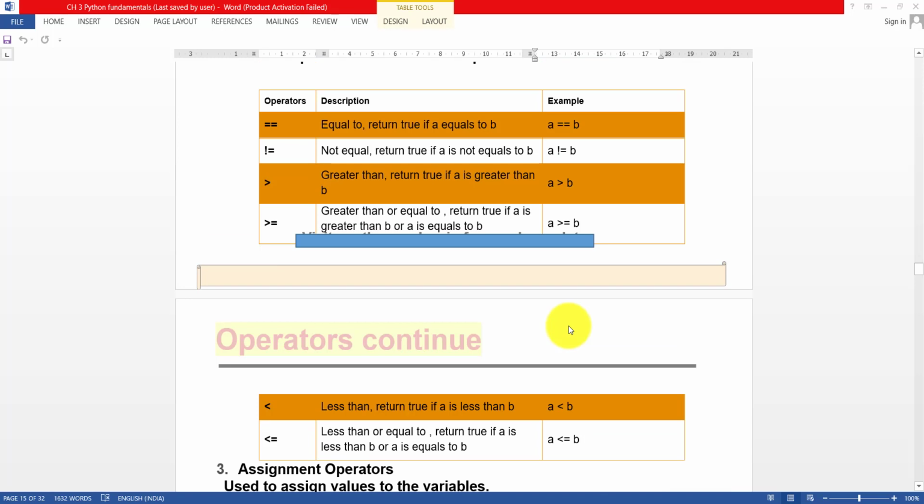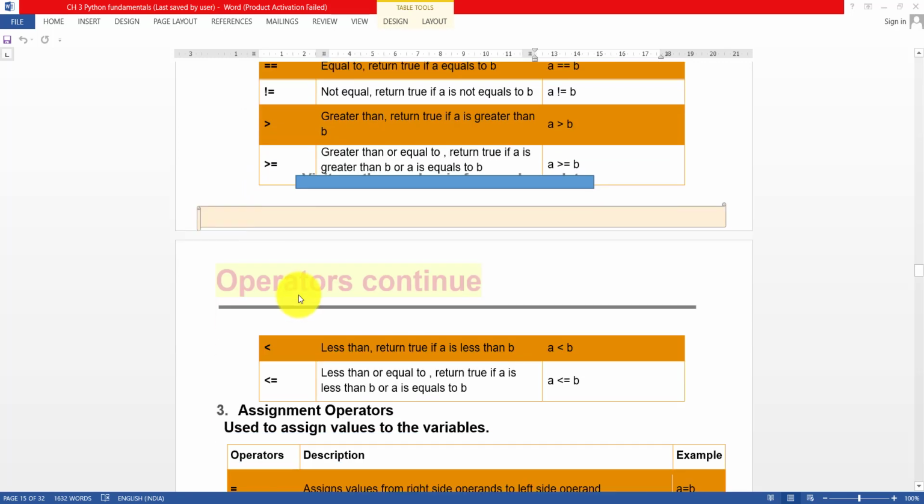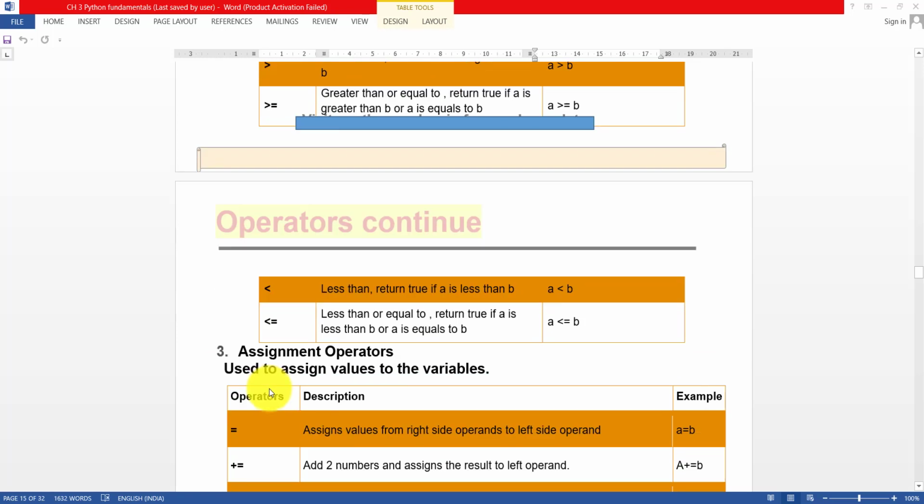So these all are the relational operators. How many relational operators do we have? Six: equal to, not equal to, greater than, greater equal, less than, less than equal. Total six relational operators we have.